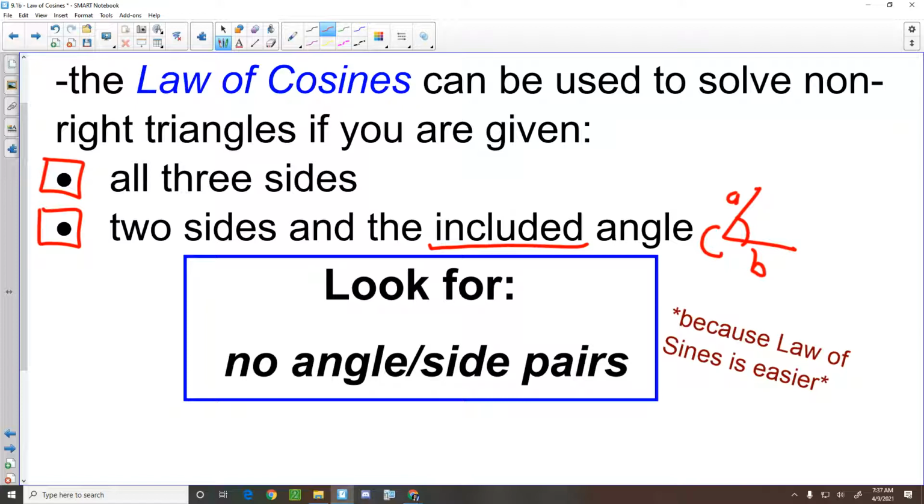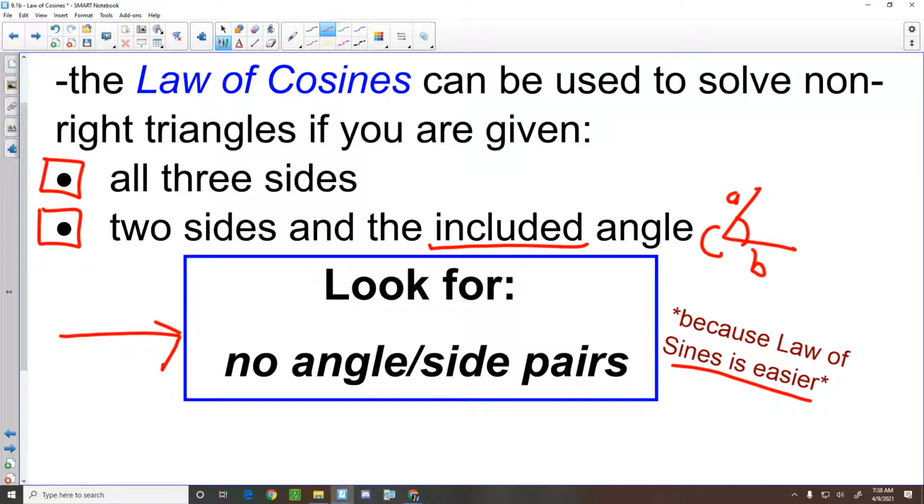So if law of sines doesn't work, we're going to use the law of cosines. Right? Always look for the law of sines combo first, that angle and side pairing, the angle with the side across from it first. If you don't see that, then, because law of sines is easier, there's much less work with it. But if the law of sines does not work, that's how you know, all right, I need to use law of cosines for this problem.